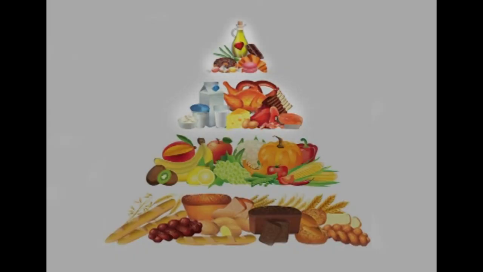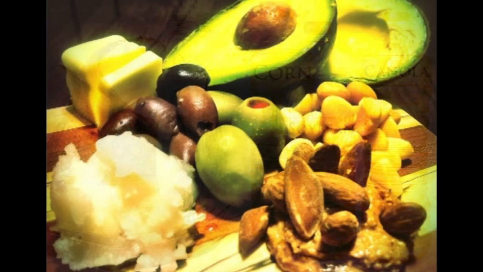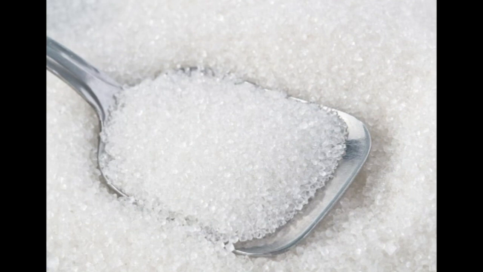The pinnacle of the pyramid contains fats, oils and sugar. Fats and oils give energy and also are good sources of fat soluble vitamins and essential fatty acids. Whereas sugar only provides energy and no other nutrient. So this particular food group has to be used very sparingly.